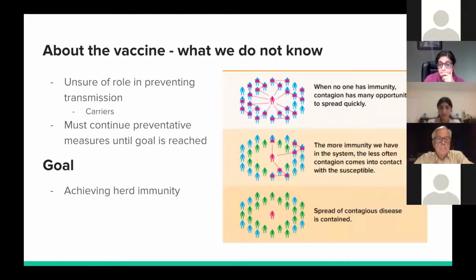Although we are sure of the vaccine's role in preventing serious illness, we are unsure of its role in preventing transmission. This is why we must continue to adhere to preventative measures like wearing masks, washing our hands, and social distancing, until our goal is reached. And what is this goal that I keep mentioning? Our goal would be achieving herd immunity, which is when a large part of the population is immune to COVID-19. As you can see in the picture, when no one has immunity, COVID-19 has many opportunities to spread quickly. The more immunity we have in a population, the more a contagious disease is contained.